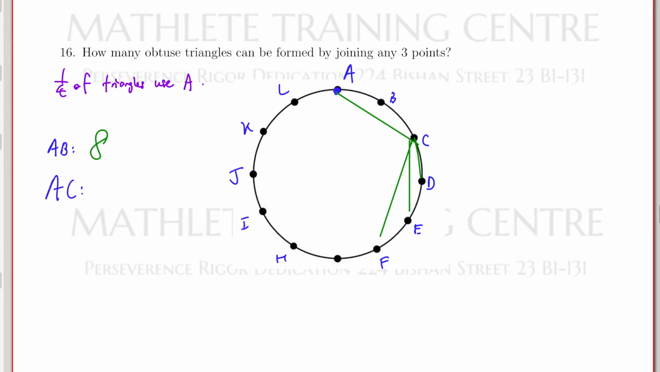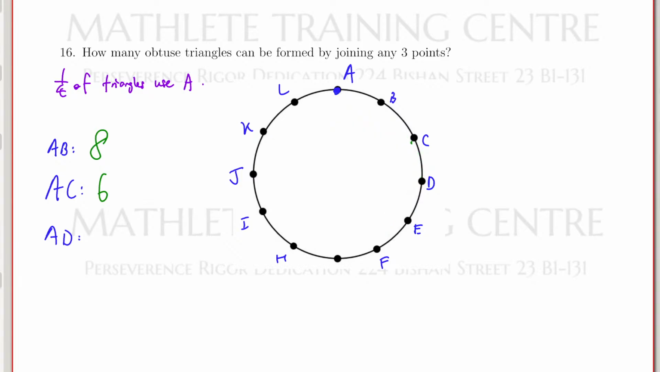As I mentioned before, G forms a right angle. Then all the way until CI. CI is also diameter, so we cannot use that. So the next one will be CJ, CK, CL. Now you can see that there are 3 points on one side and 3 points on the other side. So by this point, you might be able to suspect some kind of pattern already, right?